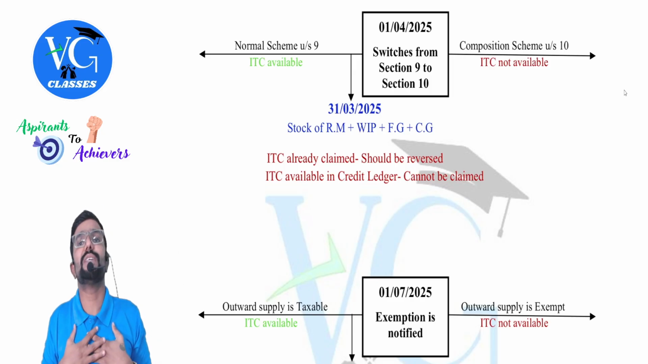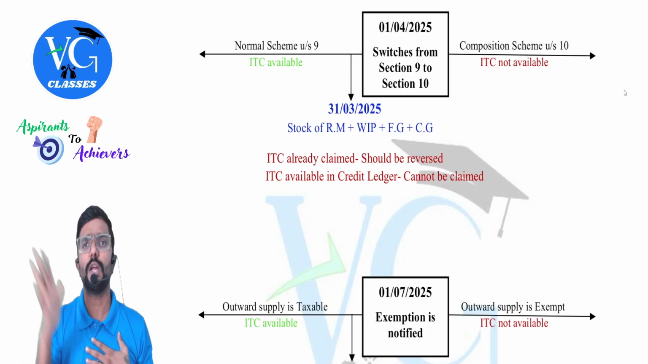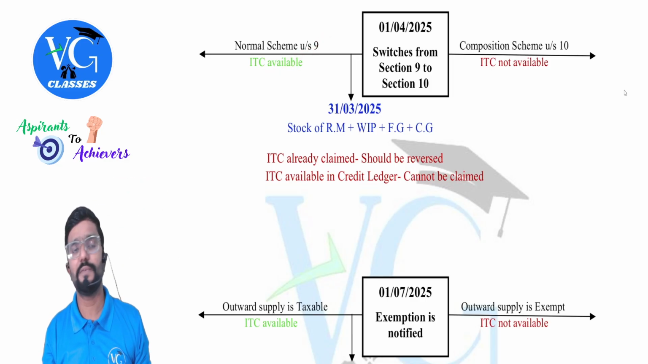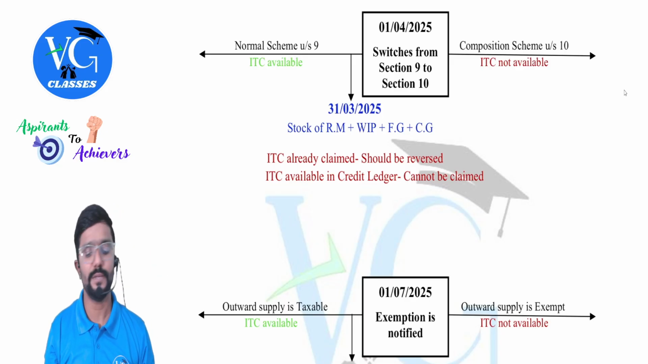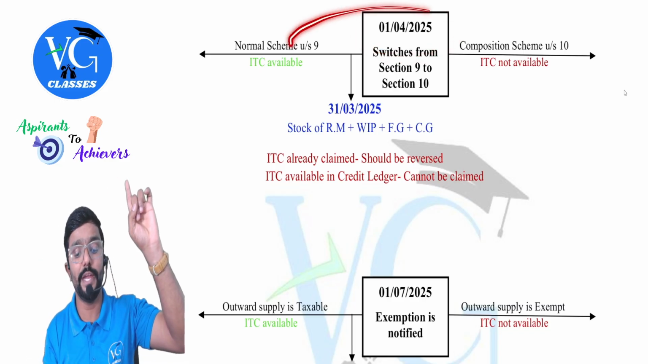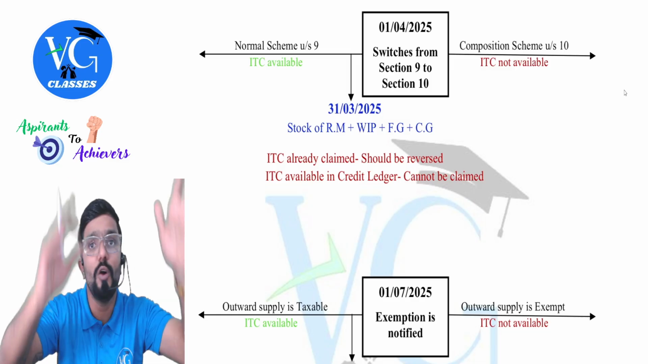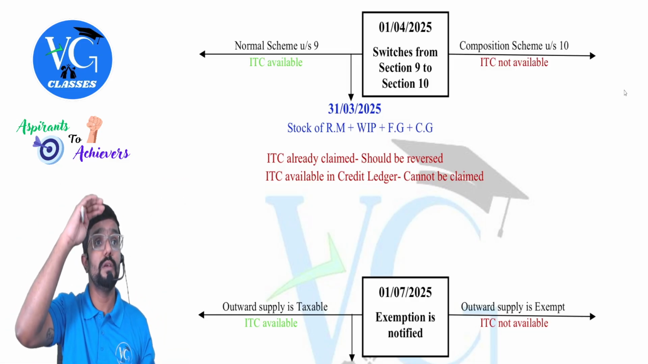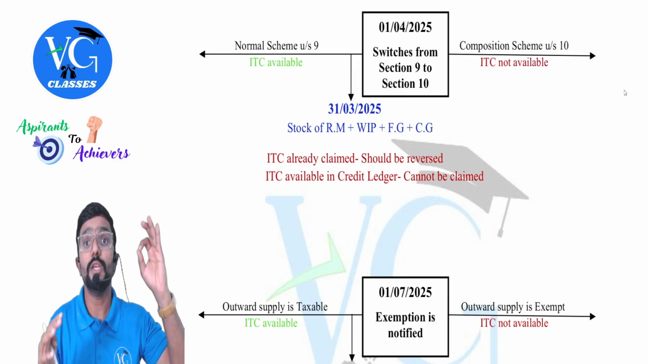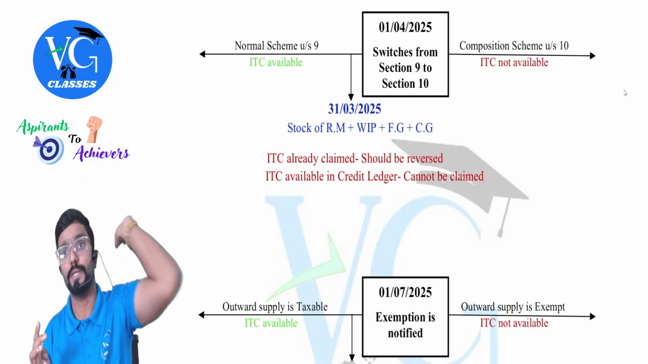Guys, before 1st April, I was under section 9. Which scheme is that? Normal scheme. I was paying tax at normal rate. In that case, is ITC available, people? Yes. Provided I have satisfied all the conditions, I am eligible for ITC. Now from 1st April, I am thinking to go for composition scheme. Please be careful, from 9 to 10, you have to start from the beginning of the financial year. You cannot go whenever you want. But vice versa means, the day your turnover crosses the threshold limit or you become ineligible, immediately move out. That is from 10 to 9.